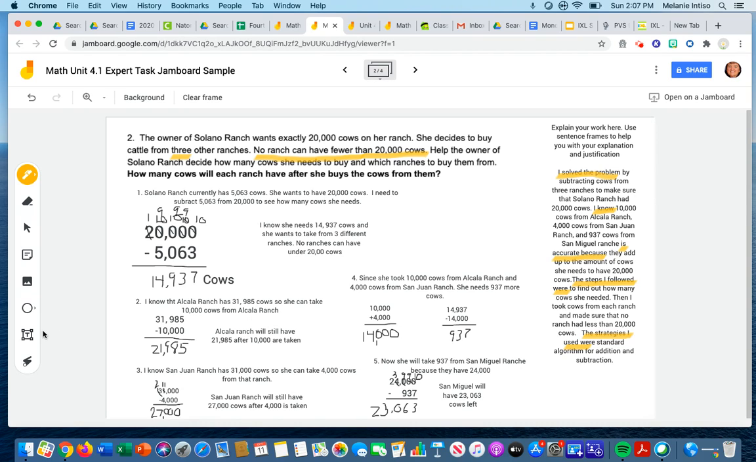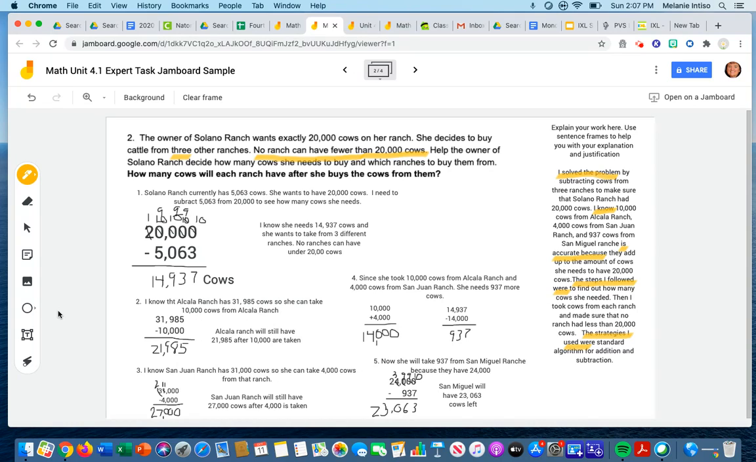So I try to take from the ranches that had the bigger number. There are a lot of answers that are correct here, as long as you made sure that none of the ranches, when you took cows out of them, had less than 20,000. There's a lot of different ways you could have subtracted this. I am simply showing one way you could have possibly done it.